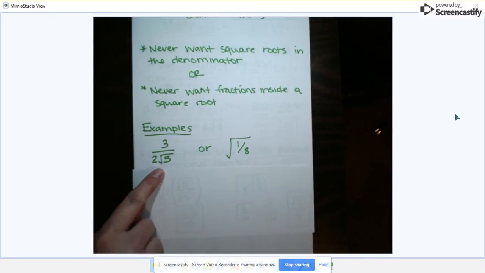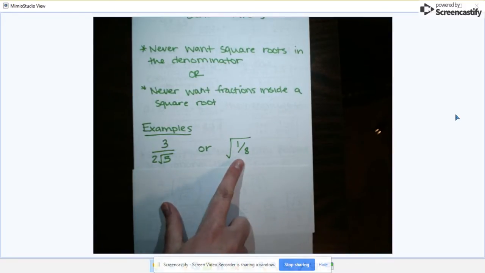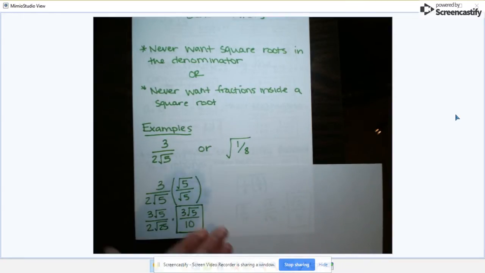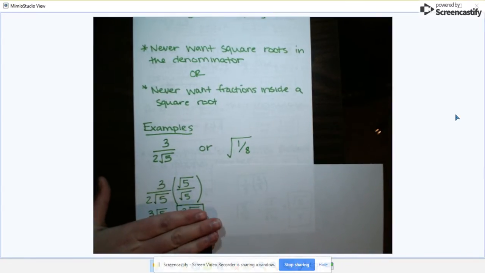Here we have a square root in the denominator, and here we have a fraction inside our square root. So our goal today is going to be to get rid of both or either of these. Here is getting rid of the square root in the denominator. What we need to do is cancel off that square root. In order to do that, we need to multiply by that square root itself.